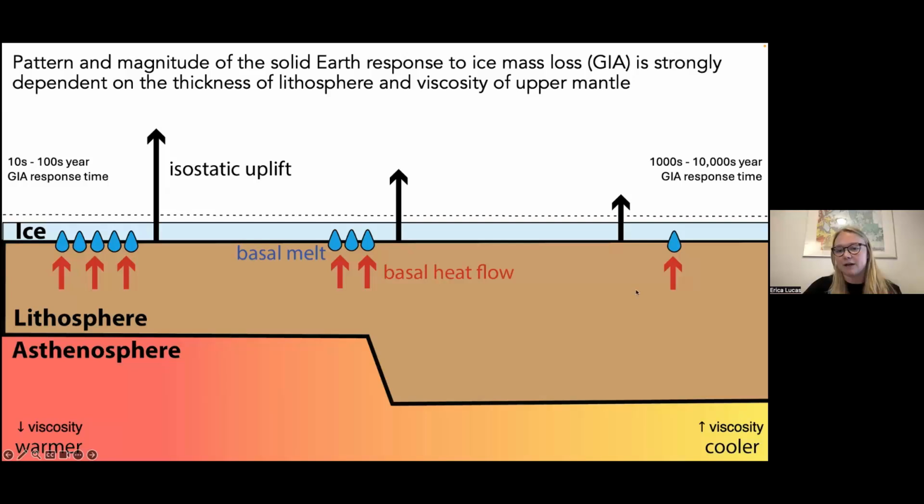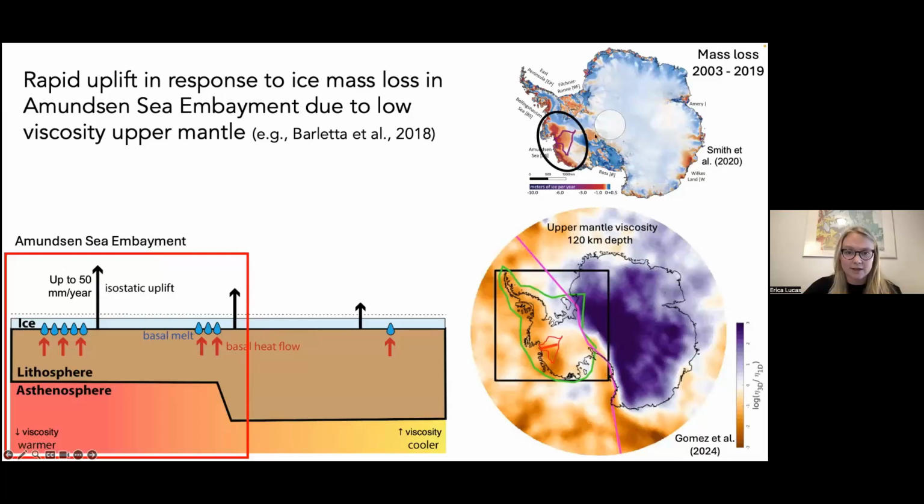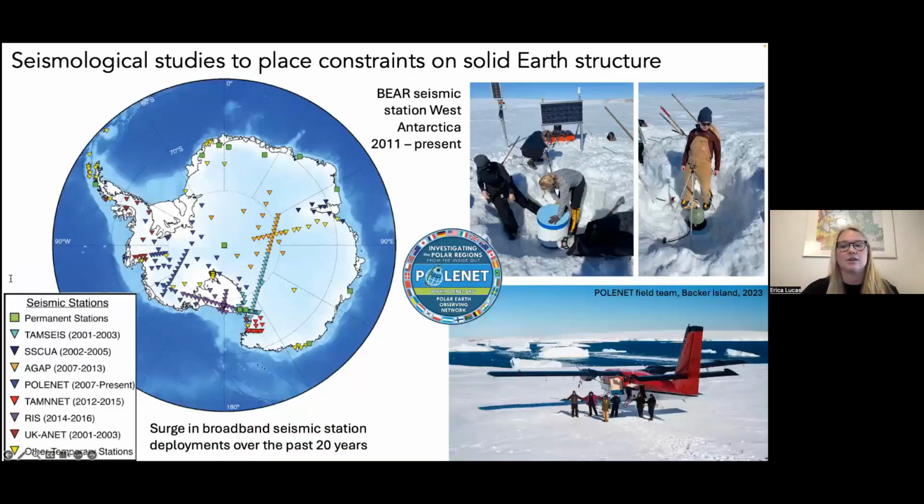Whereas in an area where we have maybe a thicker lithosphere, a cooler upper mantle material, corresponding to higher viscosity upper mantle, we're going to get a much slower GIA response time. And in West Antarctica and in the Amundsen Sea embayment region, we know that we have something more like this situation on the left. So we have this warmer, low viscosity upper mantle, a thinner lithosphere. So this is why we're observing these rapid uplift rates.